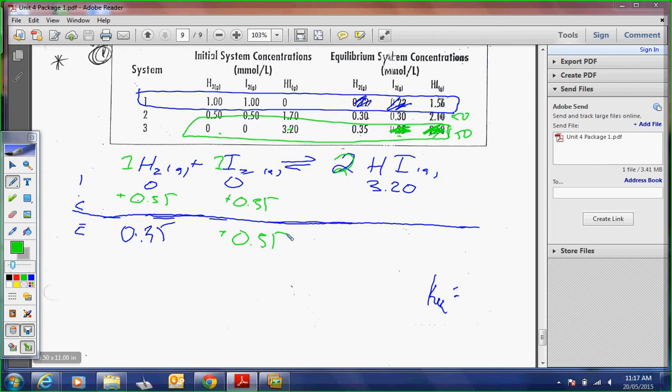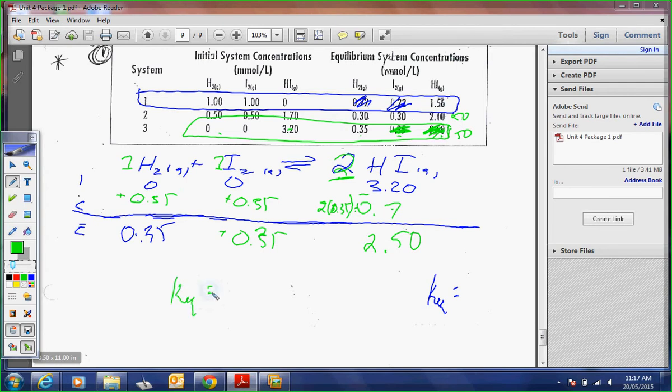And I must have reacted how much HI to do that? 0.7. Because it's double. So 2 times 0.35, which equals 0.7. And I must have reacted it, used it up, so I'm subtracting. And so the difference in those is 2.5. Help me out. 2.5. Is that what it says underneath the scribble? Yeah. Oh, that's handy.